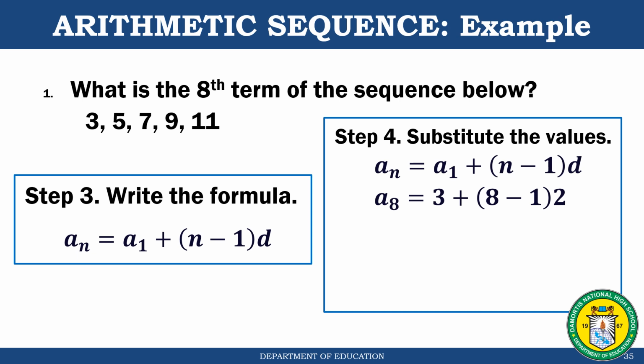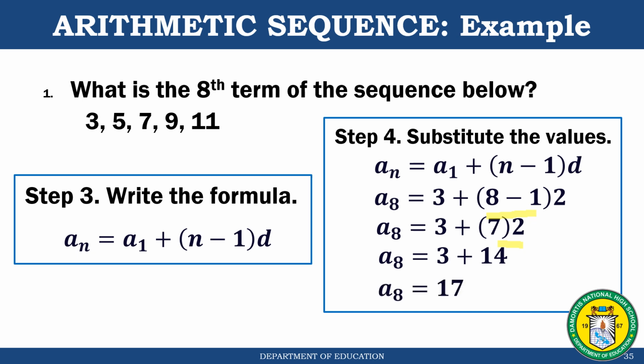Then what are we going to do first in our example? Correct. We're going to subtract first 8 minus 1. And what's the answer? Okay, the answer is 7. Then what comes next? Very good. We're going to multiply 7 and 2. So the answer becomes 14. Then finally, 3 plus 14 will give you 17. Did we get the same answer?